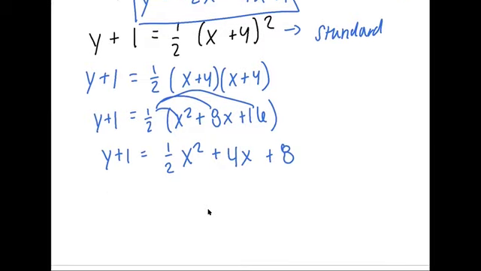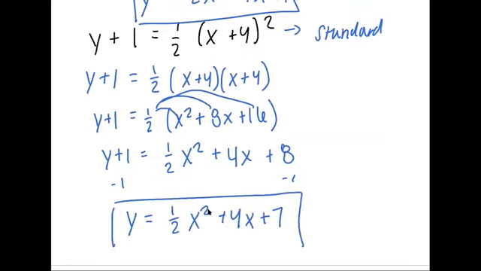All right. Now the final step is to subtract 1 from both sides, so I get y by itself. So I have y equals 1/2 x squared plus 4x plus 7. And again, if I want to check, I'm in my ax squared plus bx plus c form. I am in my standard form.